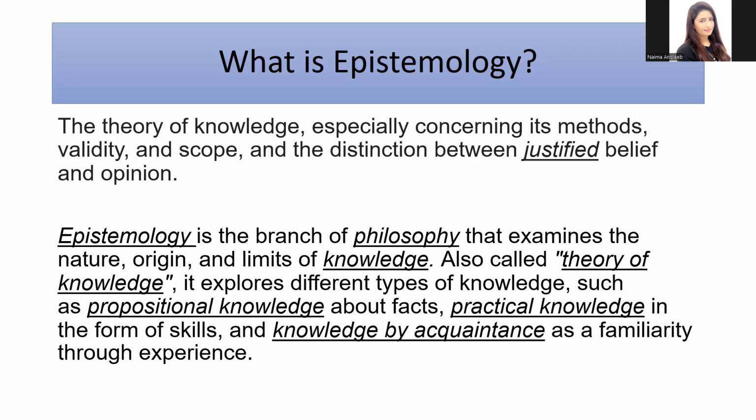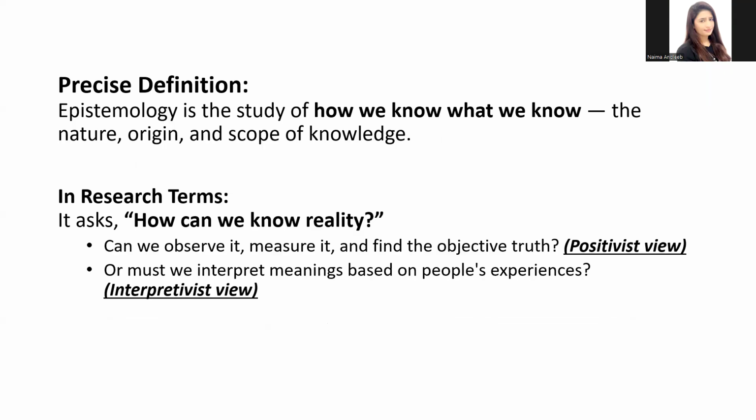Ontology was about your view of the knowledge. Epistemology is the view of seeing or believing things. Epistemology is about exploring the knowledge, which means exploring how you know what you know. Let's suppose a precise definition: epistemology is the study of how we know what we know, the nature, origin, and scope of knowledge.